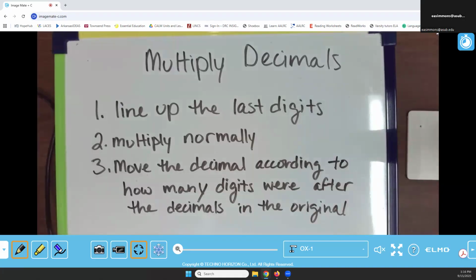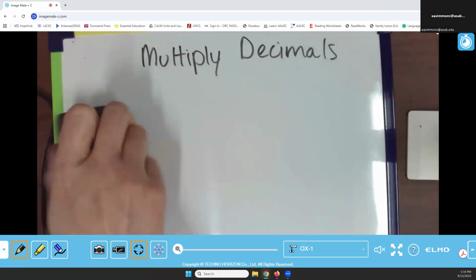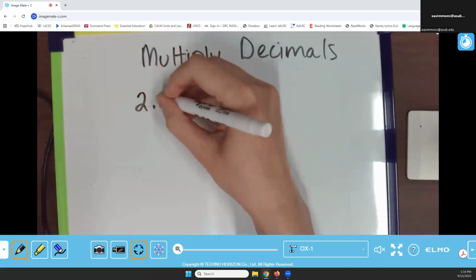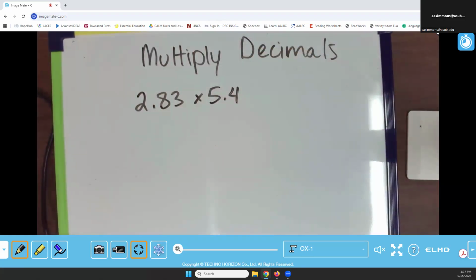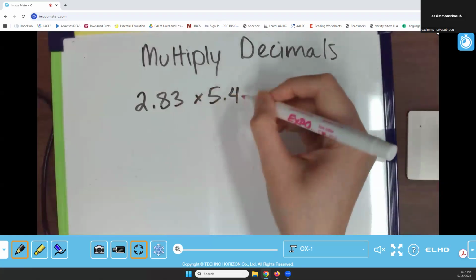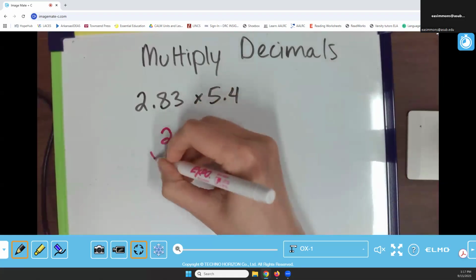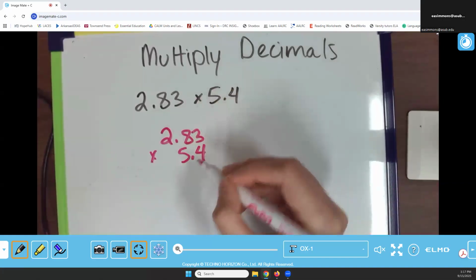So when we multiply decimals, it really doesn't feel too different than multiplying with whole numbers. We'll do 2 examples. First, I have 2.83 times 5.4. I want to line these up vertically, so I'm going to line up by my last digits. I'll start with 2.83 times 5.4. I want to make sure my 3 and my 4 are lined up.